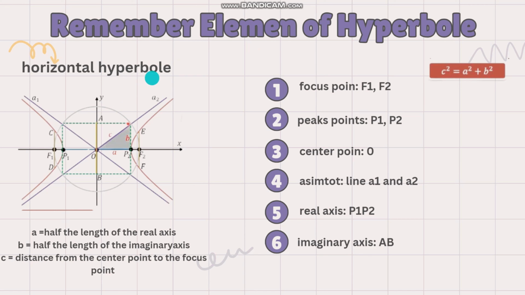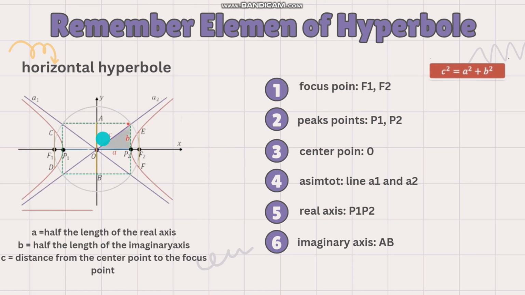First is the horizontal hyperbola. The focus points are F1 and F2. The fixed points are P1 and P2. The center point is 0,0. The asymptote lines are A1 and A2. And the real axis. The real axis is the line that connects both of the fixed points. So the line that connects P1 to P2 is called the real axis. As we can see, the real axis is part of the x-axis.